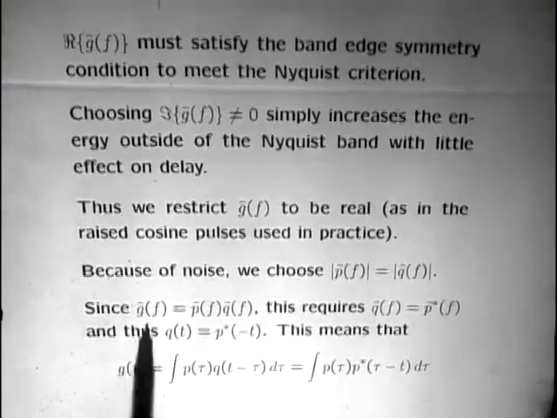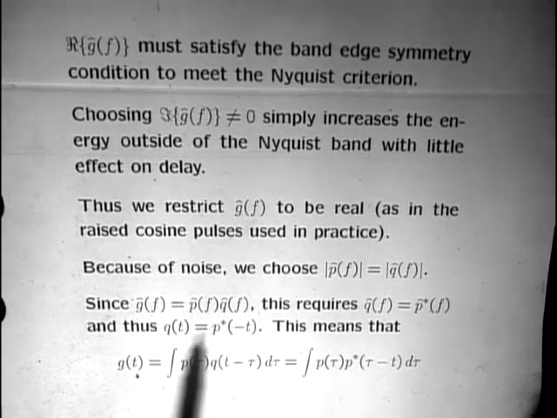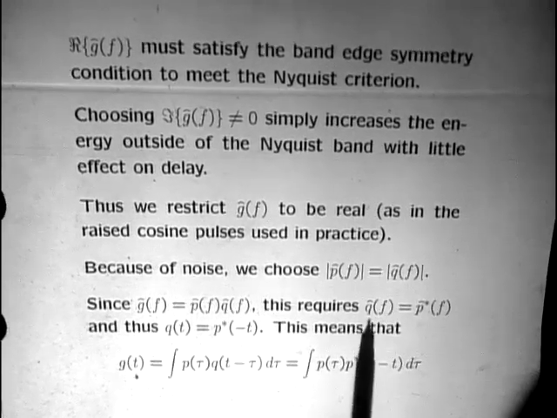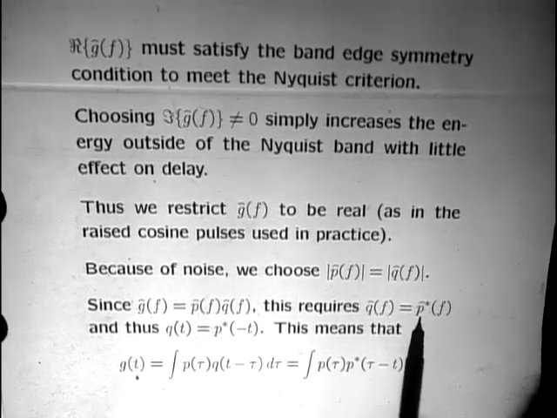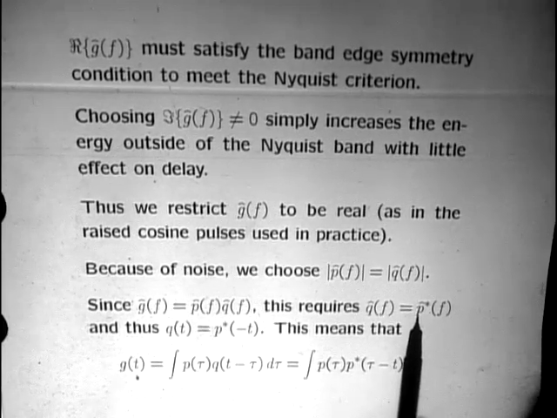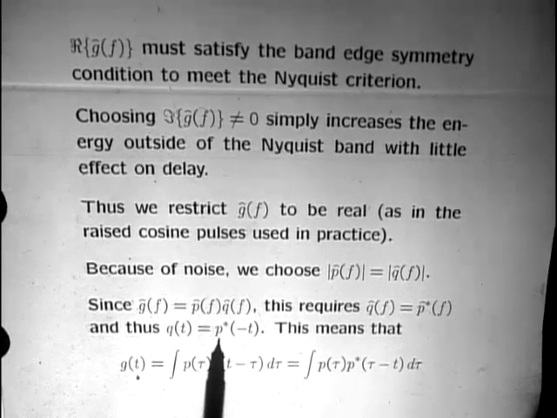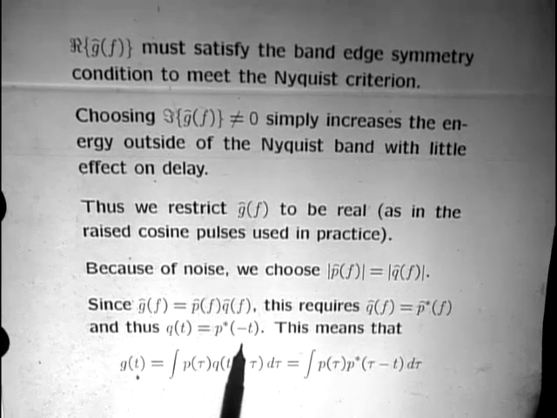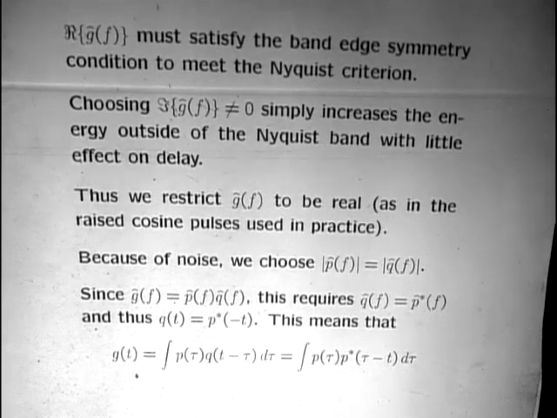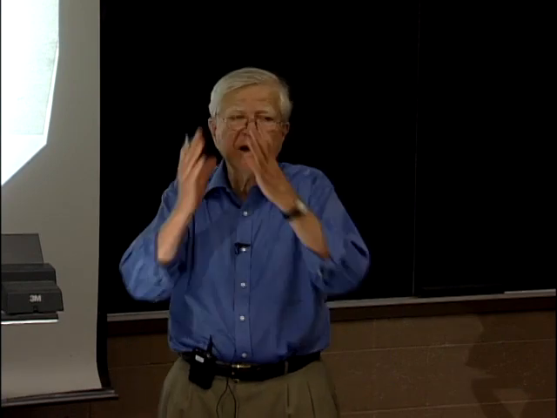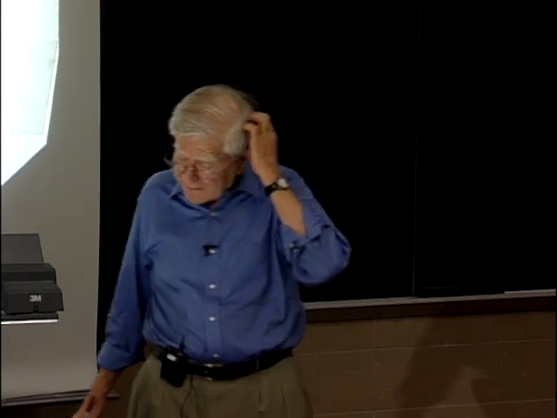Okay, since g hat of f is equal to this product, and since we've already decided we want to make this real, what this means is that q hat of f is going to be equal to p complex conjugate of f. What that means is the filter q of t should be equal to the complex conjugate of p of minus t. You take p of t and you turn it around like this. If p of t is real, this is called a matched filter, and it's a filter which collects everything which is in p of t and brings it all up to one peak, which is what we would like to do here.